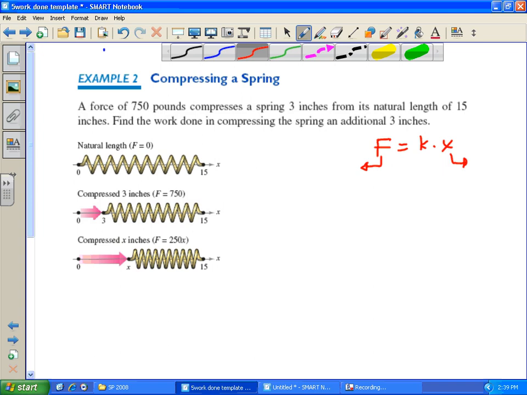And for this question, a force of 750 pounds compresses a spring 3 inches from its natural length of 15 inches. Find the work done in compressing the spring an additional 3 inches. So for spring mass problems, basically the typical problem will be like this. Work equals the integral of force times distance. In this case, force is, for a spring mass problem, K times X by Hooke's law, dx. So our job is mainly to determine what K is and also to determine the limits of integration.